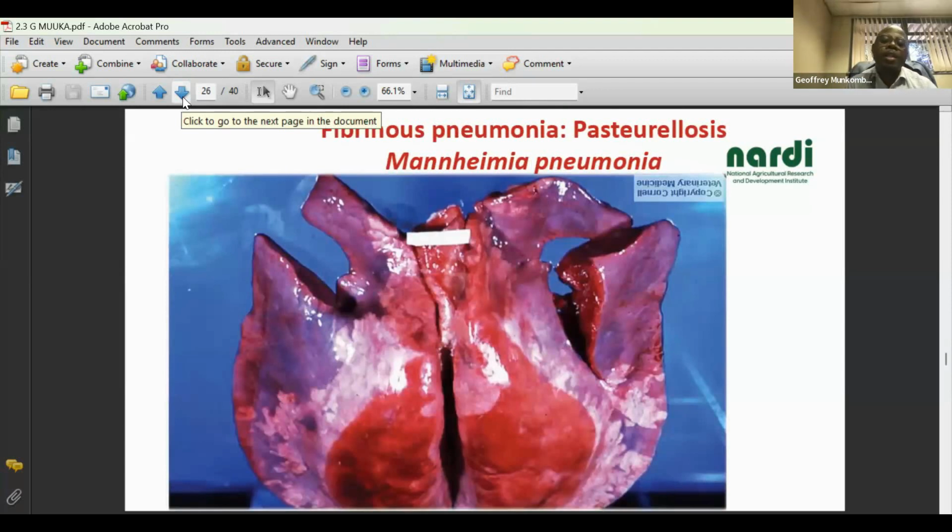Fibrinous pneumonia there, we can see in the lung, bilaterally in both lungs. It's very pronounced, and you shouldn't be able to deduce that this cannot be contagious bovine pneumonia. But these are common findings in cattle. Next slide, please.